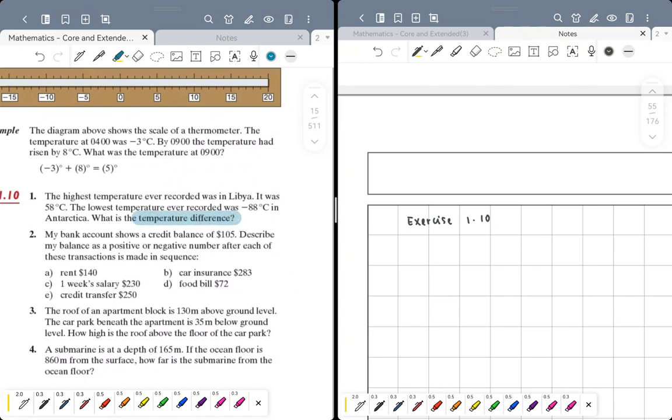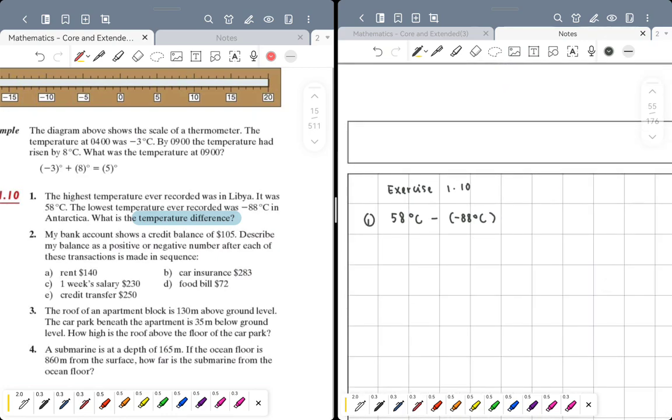So when we find a difference, we do a subtraction. And how are we going to do the subtraction? In here, we use the big number minus the small number. So the big number here is 58. So we are going to use 58 degrees Celsius minus negative 88. So negative becomes positive. So you're going to do addition with 88, which will give you 146 degrees Celsius.